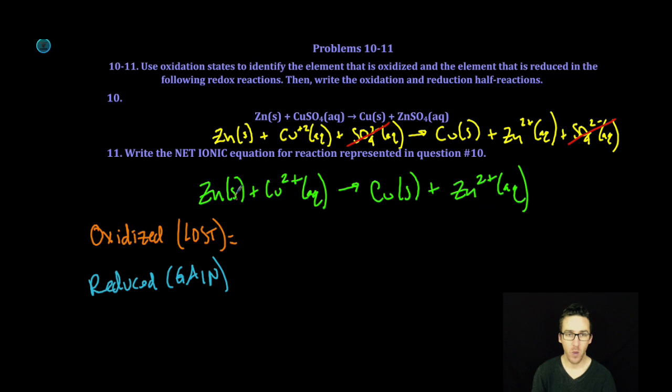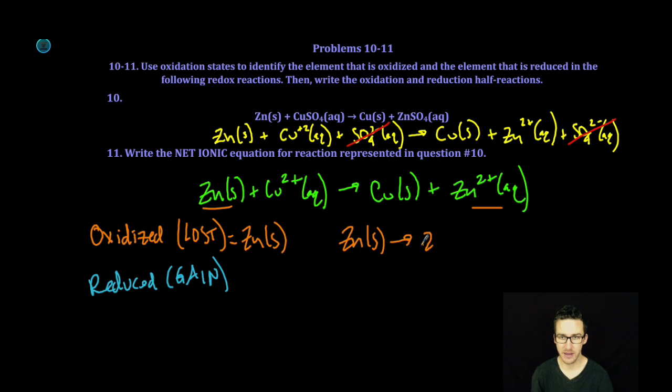As I think then about what has been oxidized, it is going to be our zinc that has lost electrons. The oxidation half reaction, remember, is going to include the electrons on the product side. This one's a little easier than the last one because my coefficients are 1. So my zinc is going to lose 2 electrons or 2 moles of electrons for every 1 mole of zinc.